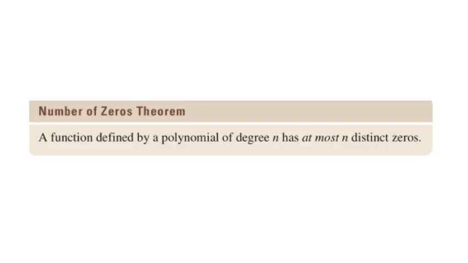Alright, so if you have a function of degree n, meaning if it's a quadratic, cubic, or whatever, whatever the highest exponent is, it's going to have at most that many distinct zeros. So if you have a quadratic, it's going to have at most 2 distinct zeros or solutions. If it's a cubic, the highest exponent is 3, so it would have at most 3 distinct zeros.